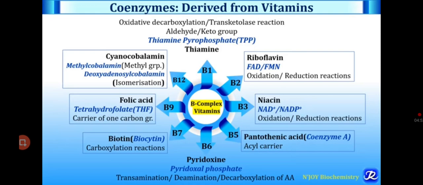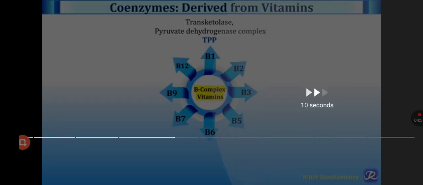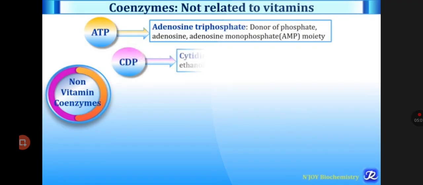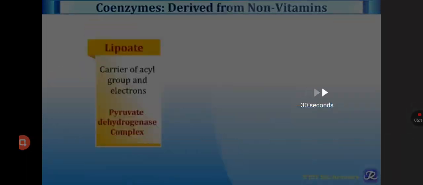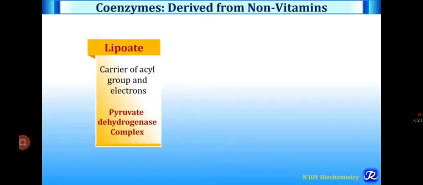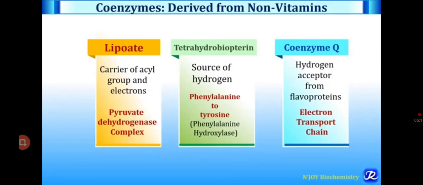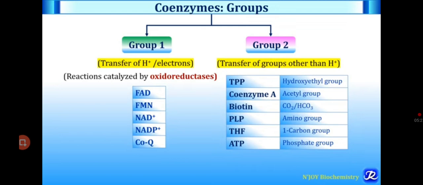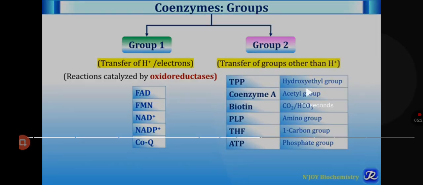FAD and FMN are derived from riboflavin. NAD plus and NADP plus are derived from niacin. NADP plus is the coenzyme of glucose 6-phosphate dehydrogenase. Group 2 coenzymes include thiamine pyrophosphate, which transfers the hydroxyethyl group, coenzyme A, which transfers the acetyl group, and biotin, which transfers the carboxyl group.